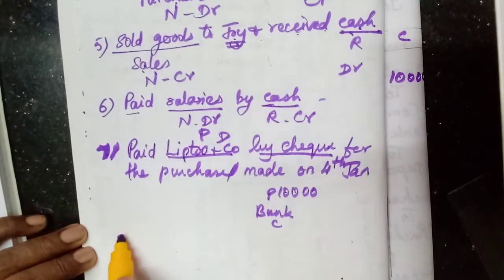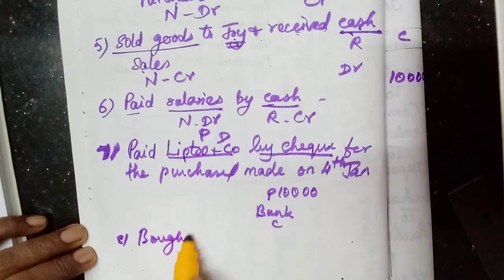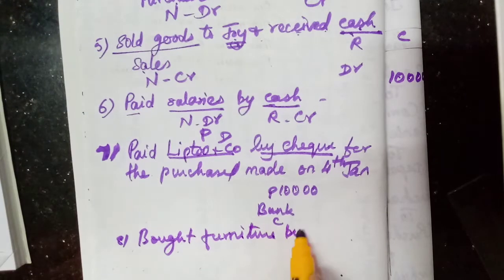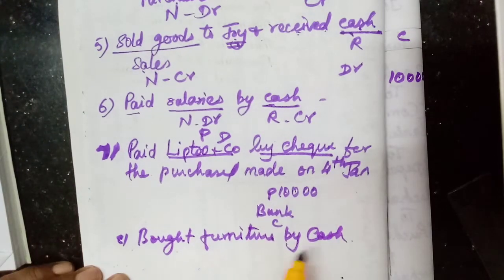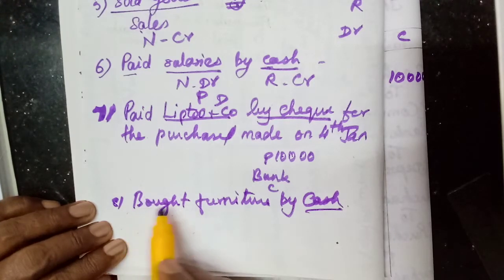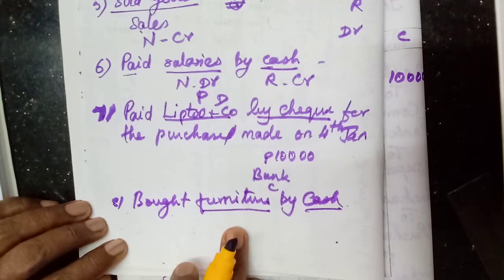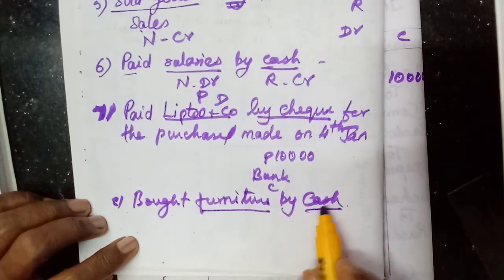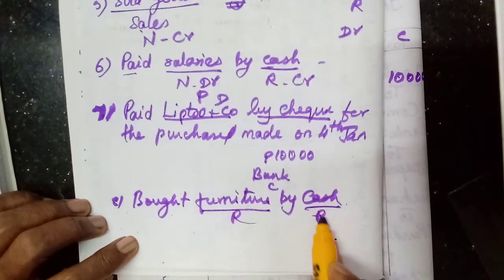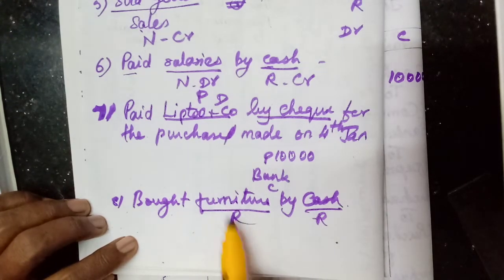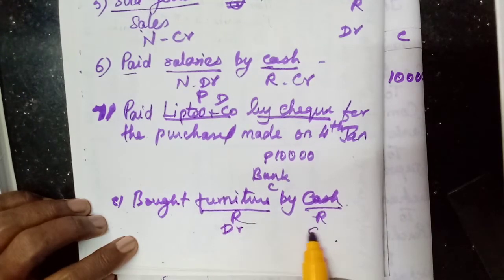What is 8? Bought furniture by cash. Here it is a cash transaction, cash is there. Here it is not bought goods, purchases. Bought furniture means furniture. It is an asset, I told you. It is capital nature. So furniture asset account. So one is furniture, another one cash. Both real accounts. So what is the rule? Debit what comes in, credit what goes out. Furniture is coming in, so debit. Cash is going out, so credit.